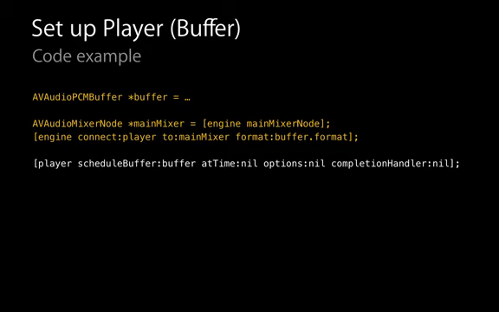Once I have my buffer object, I can go ahead and ask the engine for its mixer and make the connection between the player and the mixer with the buffer's format. Now I can go ahead and schedule this buffer at time nil, which is as soon as possible. But note that we have an additional argument when we are working with buffers, the options argument. We're going to talk about that right after this, but for now I'm going to pass nil, and nil for the completion handler as well.